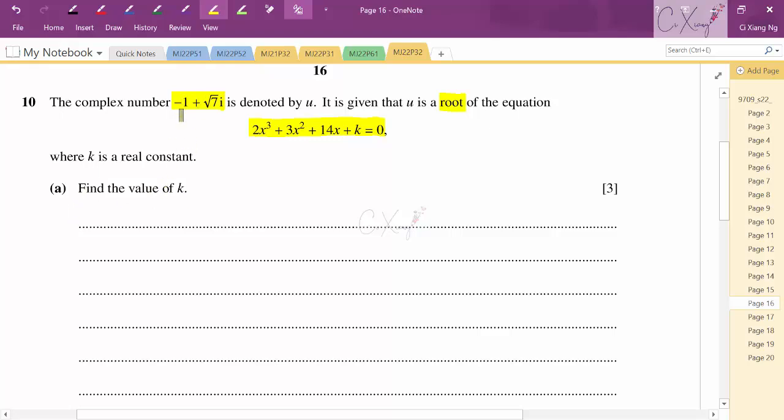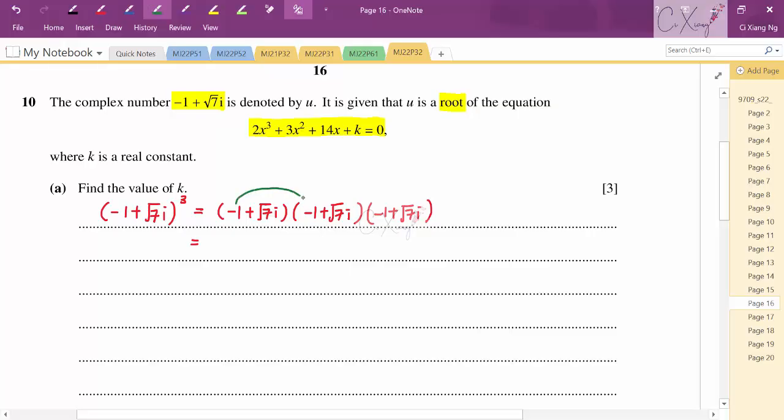So to find the value for k, generally we just need to substitute the root into the equation, and from that we can get the value of k. All right, so before I substitute the value, because I can see that we are having x power 3 here, I need to find out negative 1 plus square root 7i power 3 first before I can substitute it into the equation. Power 3 means I'm having this same bracket 3 times. So first I try to expand the first 2 brackets.